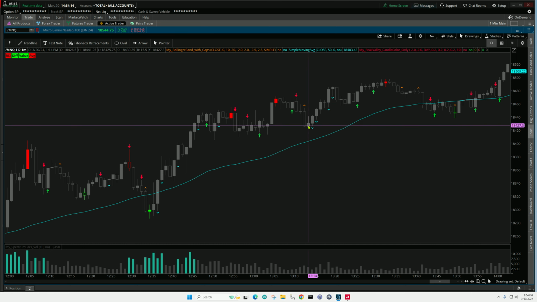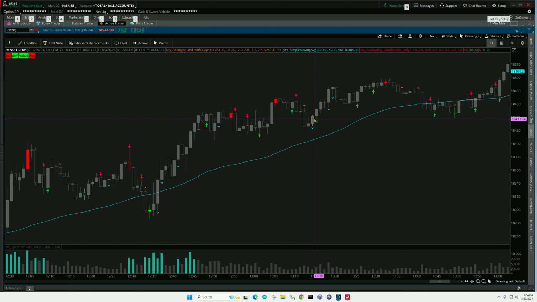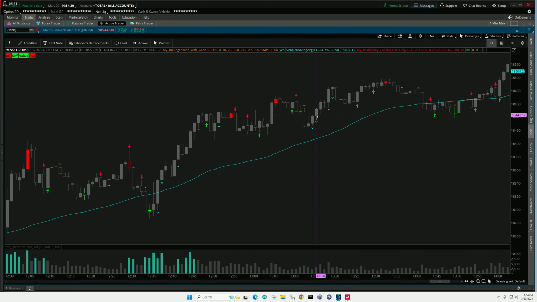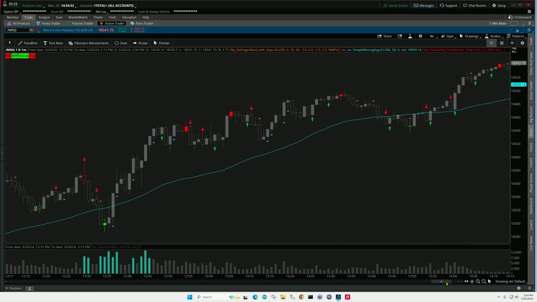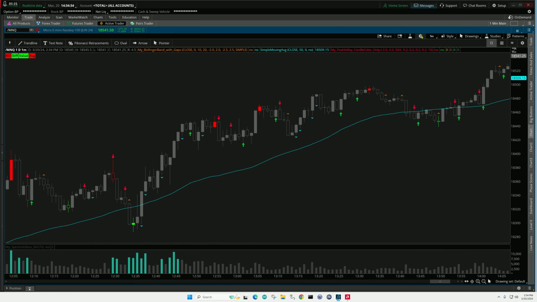Price does pull back, and as price starts to go up, it creates gaps. So once again, price is going back up, and it's gap and go. So my targets were above 18,500. I didn't trade that perfectly, but I will go ahead and show you my trades now.